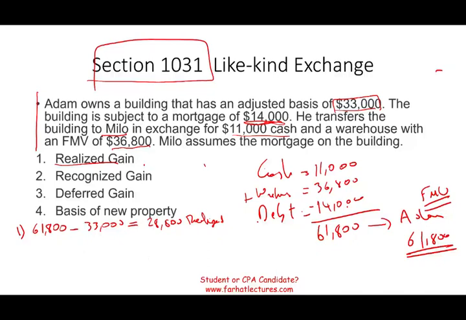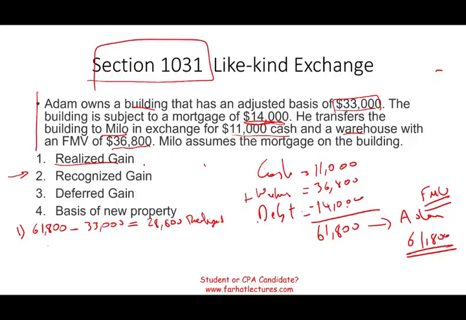The next thing they could ask you is the recognized gain. You figure out the realized gain first. Now this is a like-kind exchange: we're going building for a warehouse. So how much of the gain would you recognize? If there is no boot, no cash, no assumption of debt, it will be none. That's the beauty of the like-kind exchange: you defer all the gain. But here, since you received boot, you have to determine the amount of the gain you have to recognize.